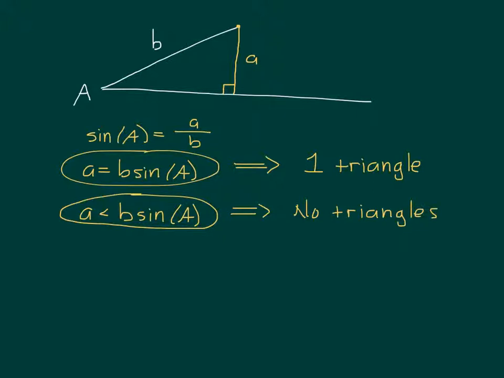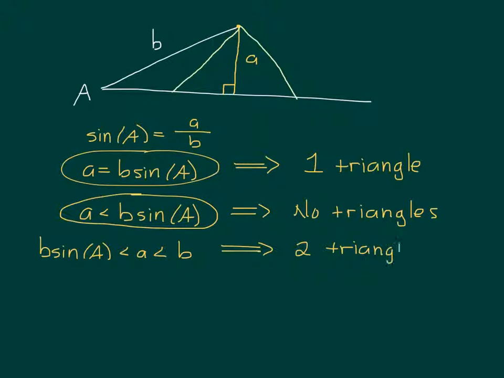The fun part comes in if the length of side A is longer than this, but shorter than side B. That would mean that side A could extend down like this, or could extend out like that. So if A is bigger than B sine of A, but smaller than side B, that means there could be 2 triangles. The only option left is if side A is bigger than side B, that is going to mean there is only one possible triangle.